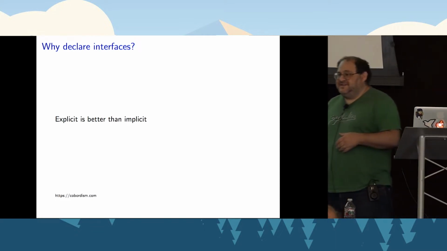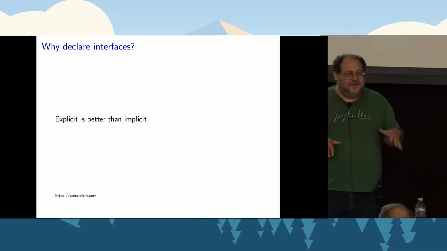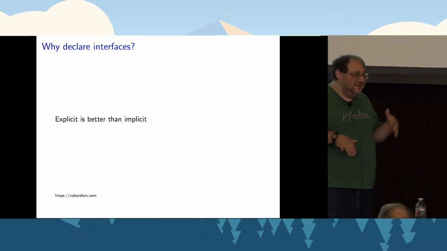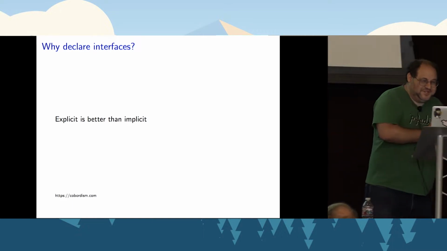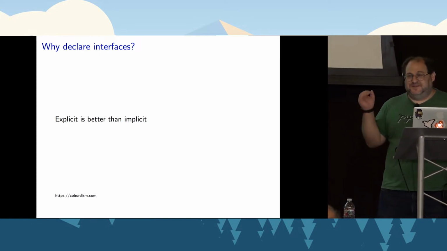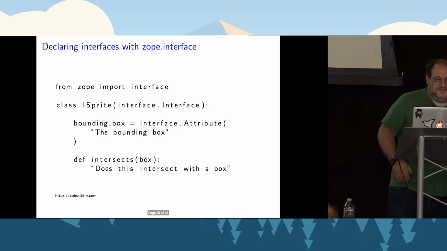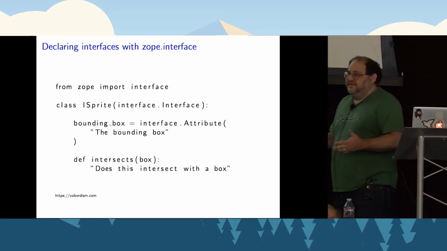So, declaring interfaces. In general, the best way to cheat in an argument about Python is to quote the Zen of Python. Let it never be said that I'm above cheating. I will quote the Zen of Python. Explicit is better than implicit. Hopefully you all read the Zen. You all remember that part. That applies to interfaces, right? Why not make your interfaces explicit?